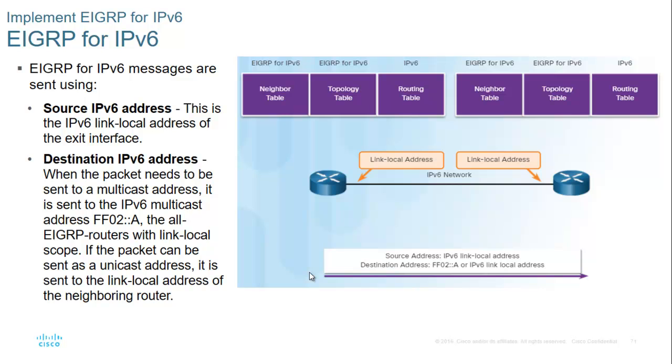For EIGRP for IPv6, messages are sent using the source IPv6 address, which is the link local address of the exit interface, and the destination IPv6 address is the multicast address FF02::A. This is the multicast address used to send packets to update. If the packet can be sent as a unicast, it is sent to the link local address of the neighboring router.